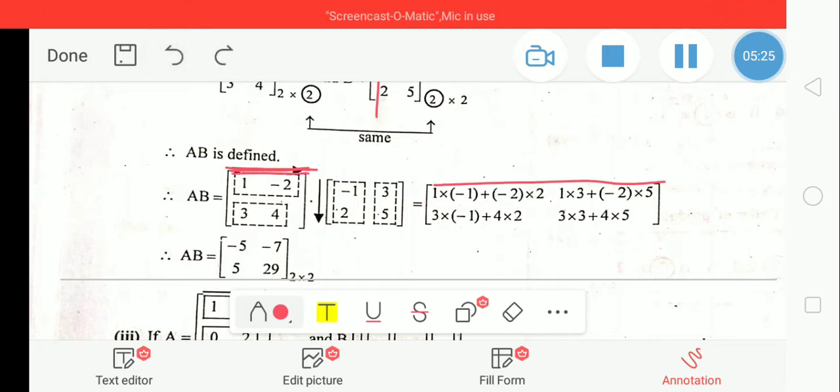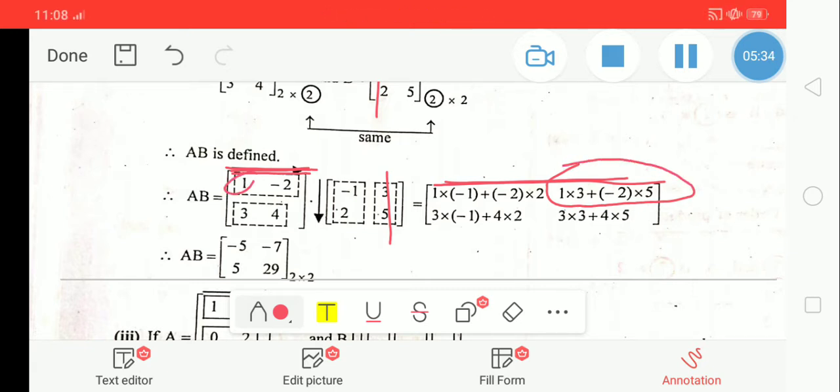Now take another. So we take row and second column. So row and second column means this position we write. So 1 multiplied by 3, plus minus 2 multiplied by 5.